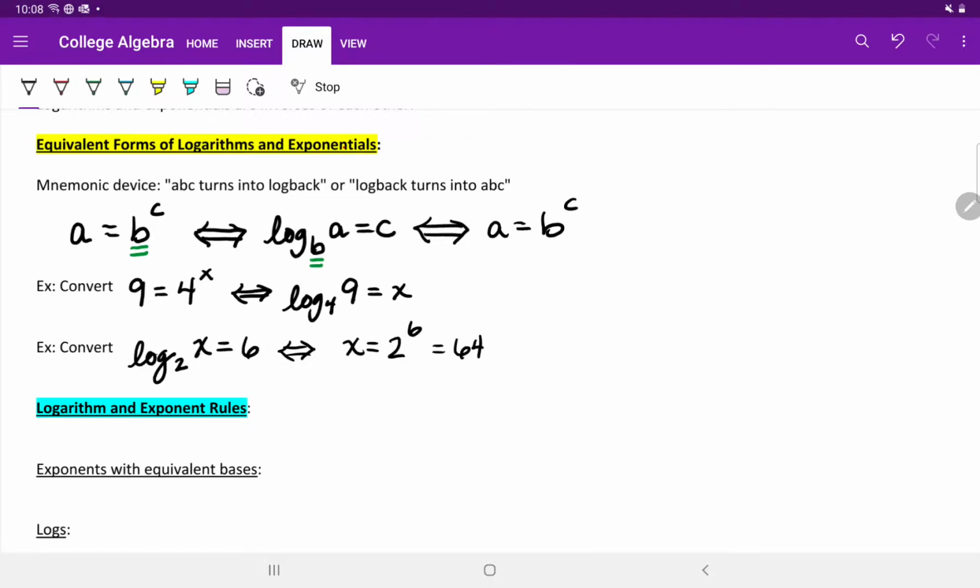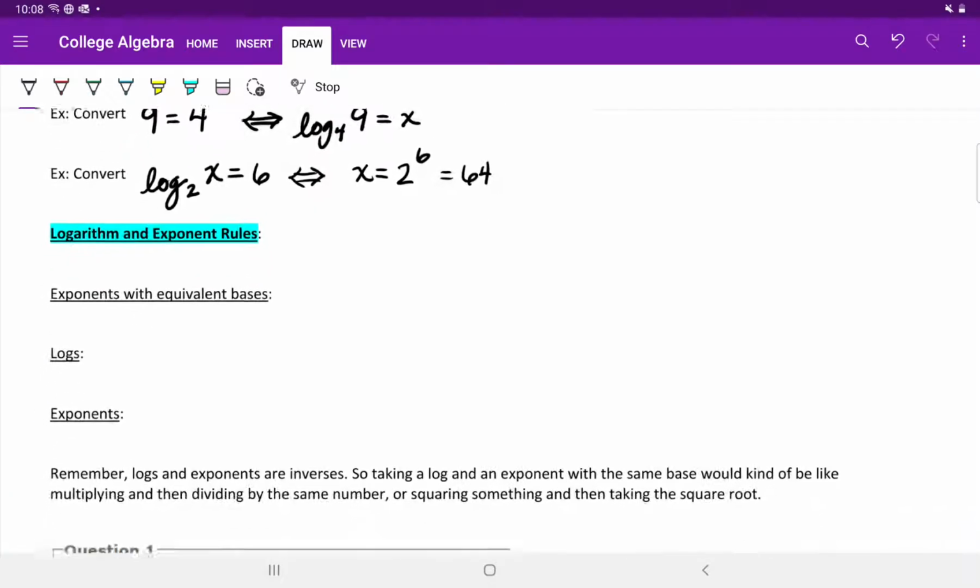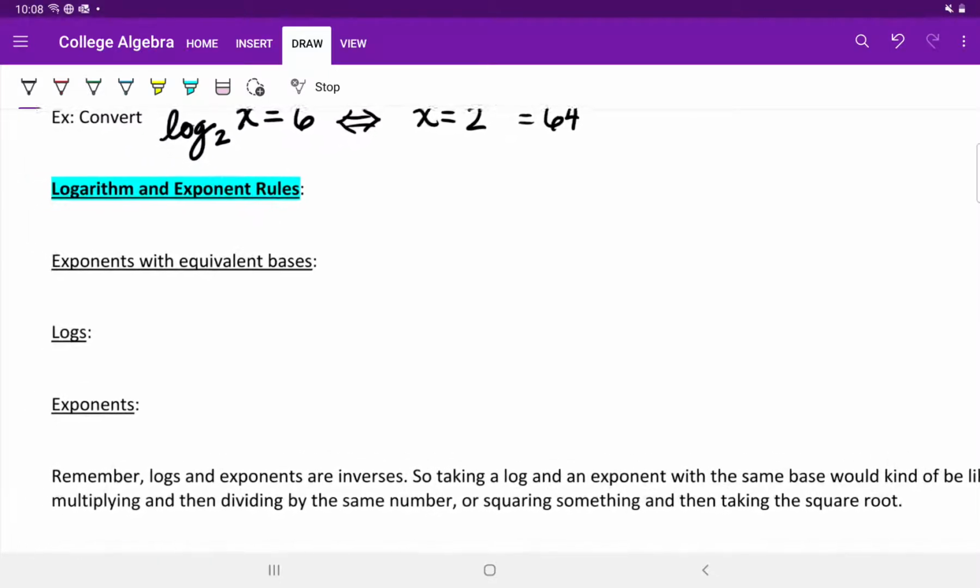So being able to convert back and forth between logarithms and exponentials is going to help you solve for x in a variety of situations. There are going to be a few exponent rules that will come in handy when we're dealing with logarithms.